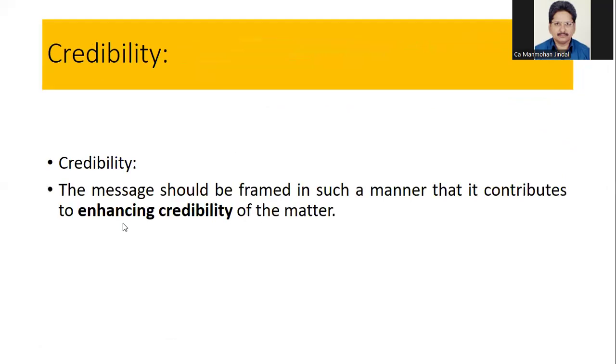Credibility. The message should be framed in such a manner that it contributes to enhancing credibility of the matter. So, आपको मैटर पढ़ने में अच्छा लगना चाहिए, कुछ यूजफुल लगना चाहिए, कुछ गिविंग लगना चाहिए, कुछ आपके मतलब का लगना चाहिए. So that should be the message to be drafted in a way.